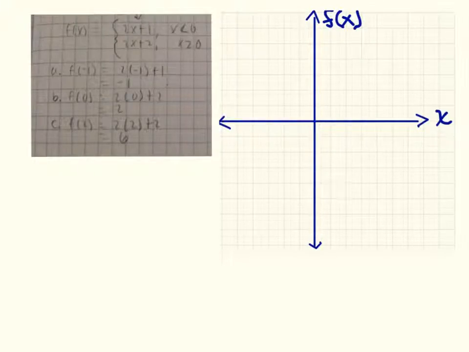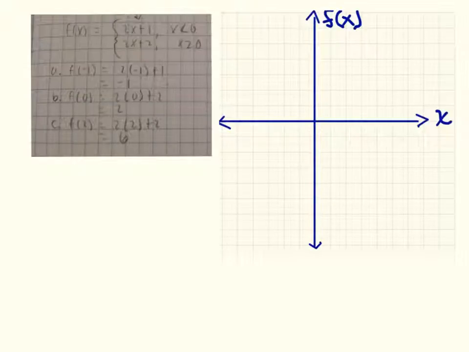Okay, so on this piecewise function, you did the correct thing by choosing to use the first equation for -1 because it's less than 0. And for 0 and for 2, you use the second one because it's greater than or equal to 0. So the question is about graphing.